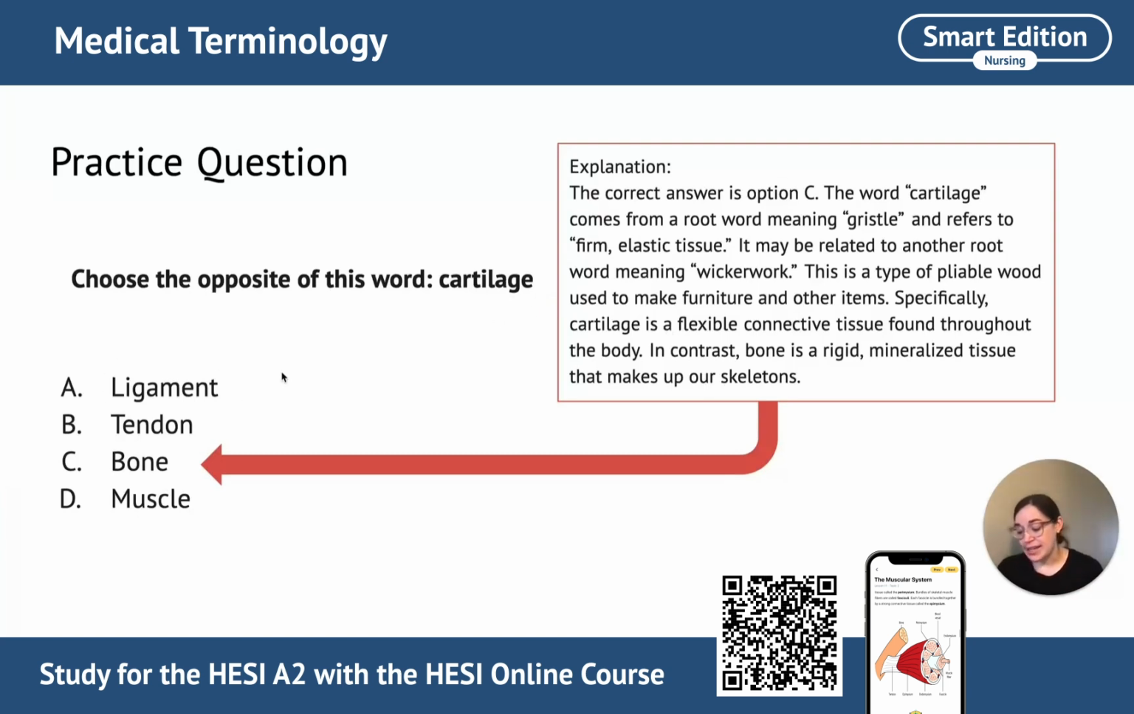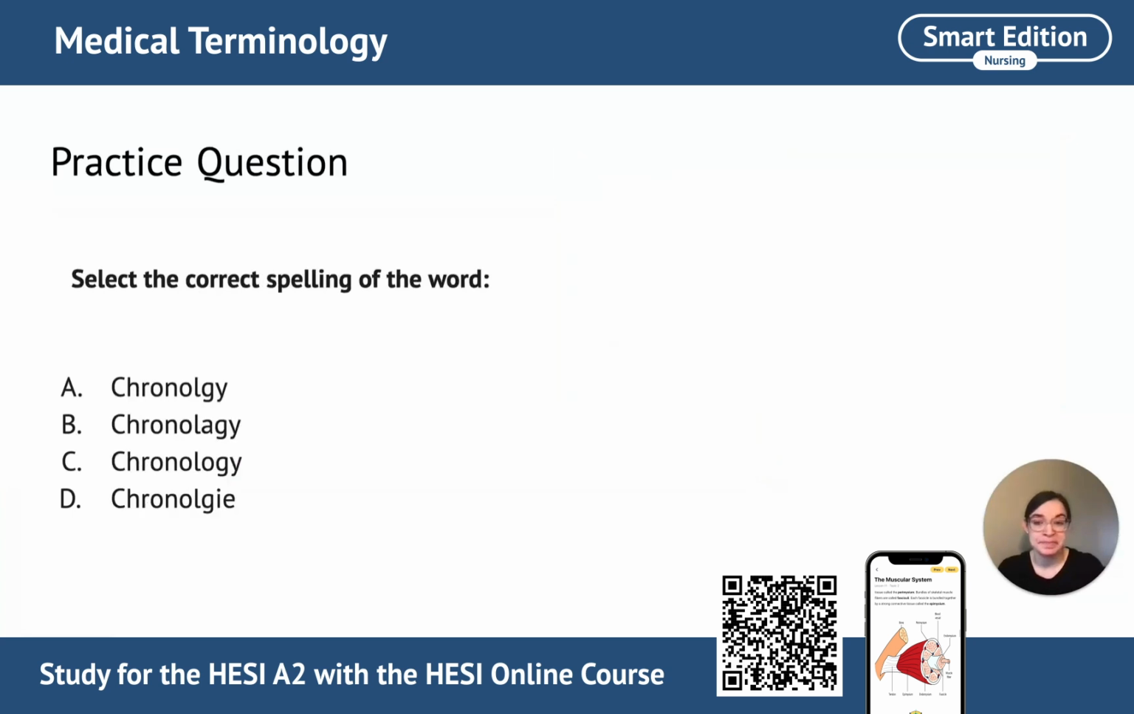Ligaments are connective tissue that connect bone to bone. Tendons are connective tissue connecting muscle to bone. And muscle is fibrous tissue that produces movement. So all three of these other types of tissues have some kind of movement, some kind of flexibility even, but bones do not. And so again, that's what makes it an appropriate opposite of the word cartilage. And so bone is our correct answer.